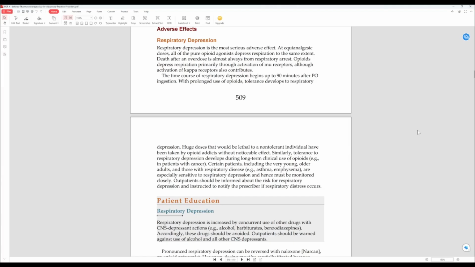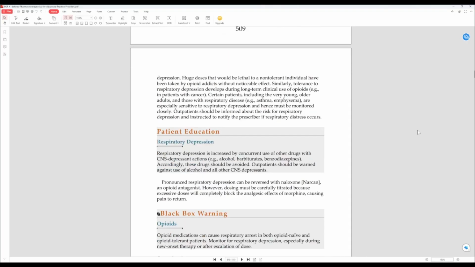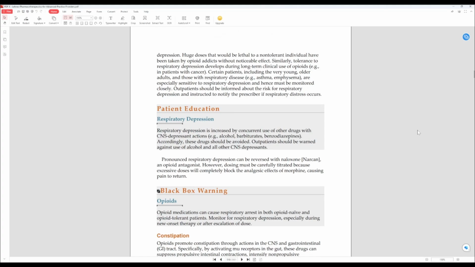The time course of respiratory depression begins within 90 minutes after an oral ingestion. With prolonged use of opioids, tolerance develops to respiratory depression. Huge doses that would be lethal to a non-tolerant individual have been taken by opioid addicts without a noticeable effect. Similarly, tolerance to respiratory depression develops during long-term clinical use of opioids. Certain patients, including the very young, older adults, and those with respiratory disease, are especially sensitive to respiratory depression and therefore must be monitored very closely.